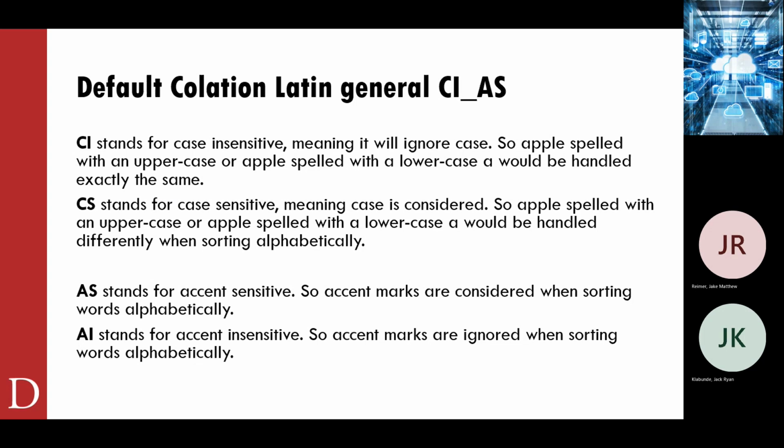So the default collation options for SQL Server are: CI, which means case insensitive. It doesn't care if it's uppercase apple or lowercase apple, it's the same thing. CS is for case sensitive. AS stands for accent sensitive, so it actually looks at accents, and AI is accent insensitive. So you can set it up either way.